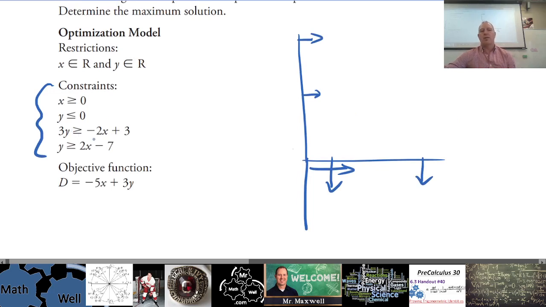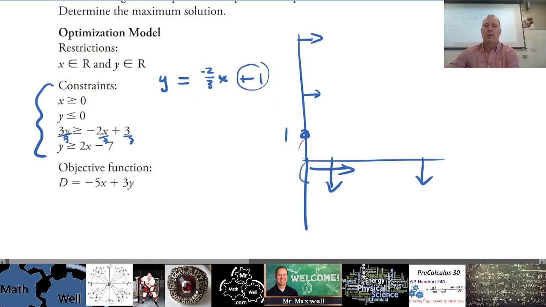3y is greater than or equal to negative 2x plus 3. You could do a table of values, or you could draw the corresponding equation of the line and isolate your y. So I would do this, divide everything by 3, so you get negative 2/3 x plus 1, okay? So that's your boundary line for this one, and so that's a plus 1 here as an intercept, and then you go down 2 and over 3.